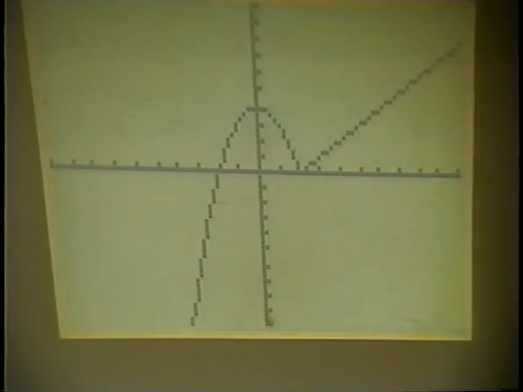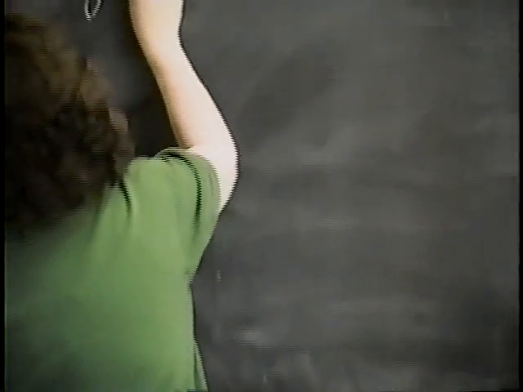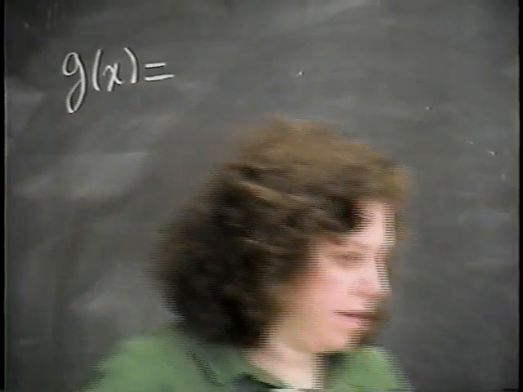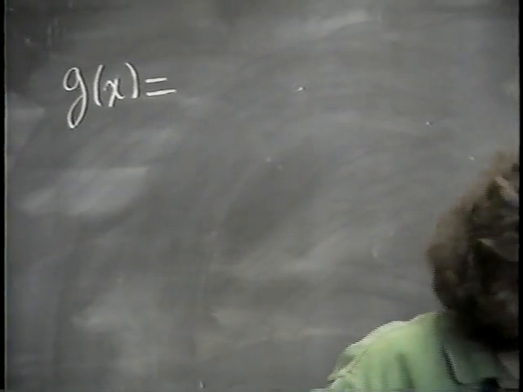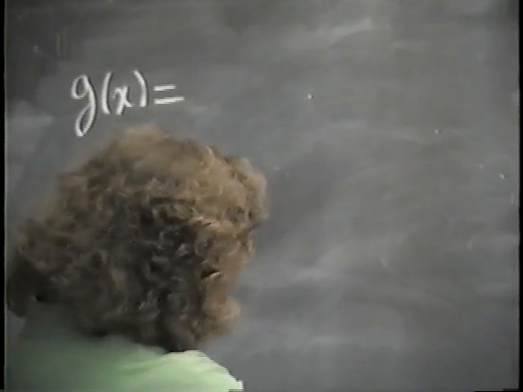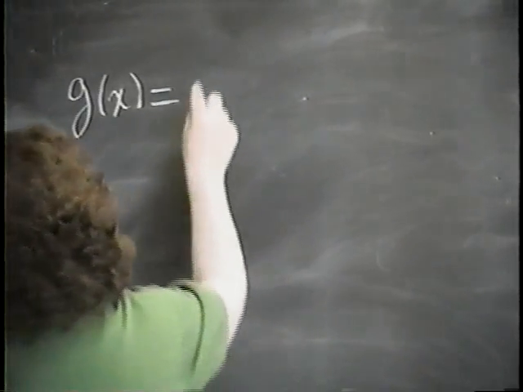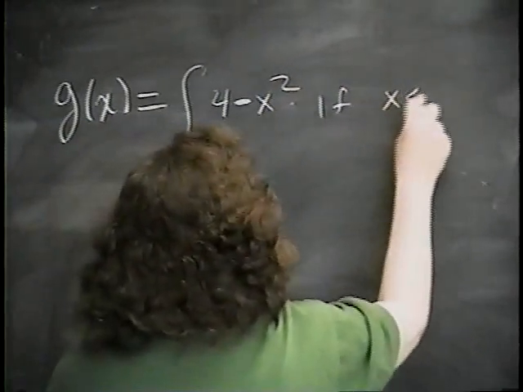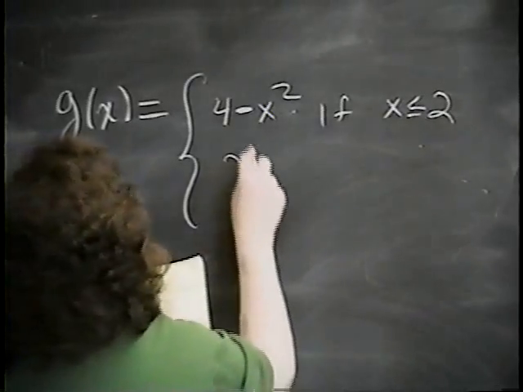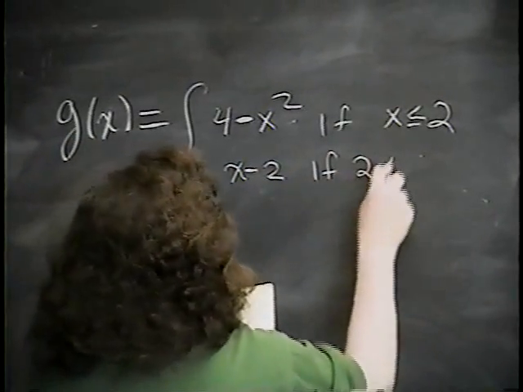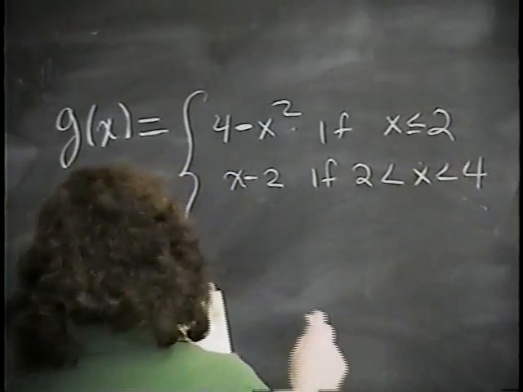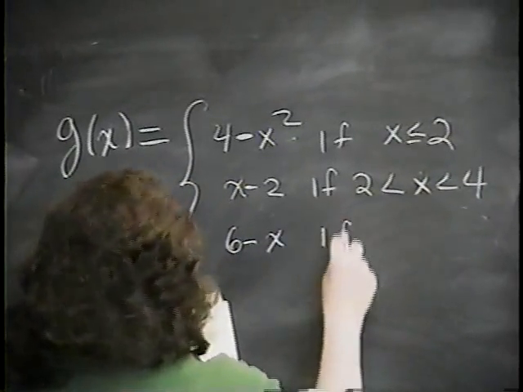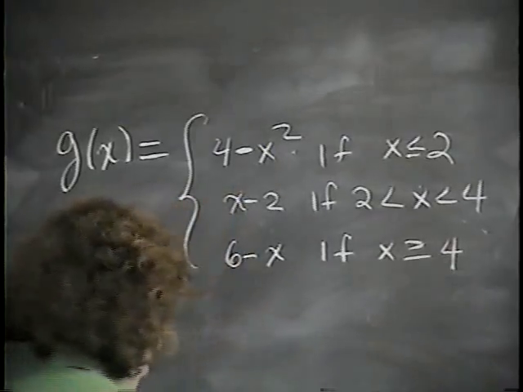Now I want to show you another example, which is similar to this one. Let's say we had g of x, and I want to have a split function with 3 parts. Let's say we had 4 minus x squared if x is less than or equal to 2, x minus 2 if x is between 2 and 4, not including endpoints, and 6 minus x if x is greater than or equal to 4.